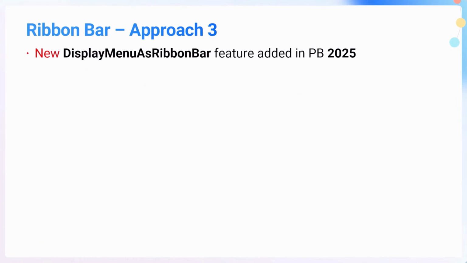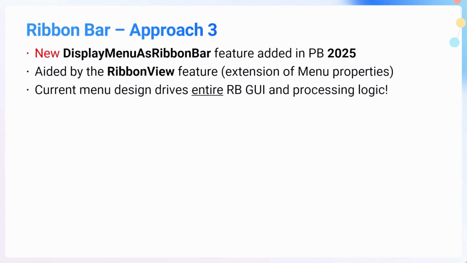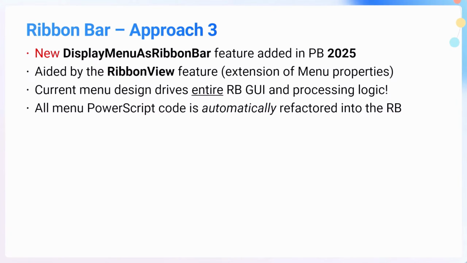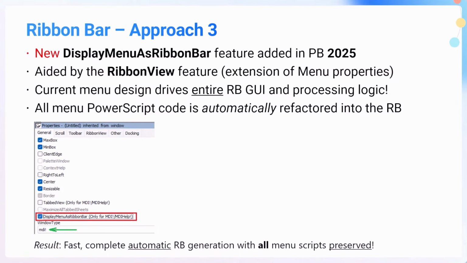However, in PowerBuilder 2025, the Display Menu as RibbonBar feature was added. It's aided by an extension to the menu painter called RibbonView. And the current menu design drives the entire RibbonBar graphic user interface and processing logic. So all menu PowerScript is automatically refactored into a RibbonBar for you. So you can see here, all you need to do is go to an MDI window that controls your application, and you check this one feature called Display Menu as RibbonBar. That's it, and it's all done. So this is fast, it's automatic, and it's complete. The scripts are all preserved and generated for you for the RibbonBar from the menu painter.